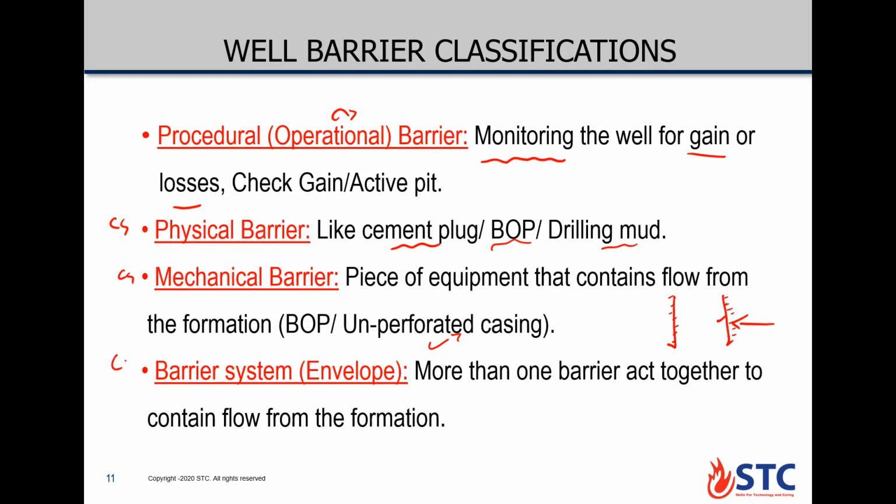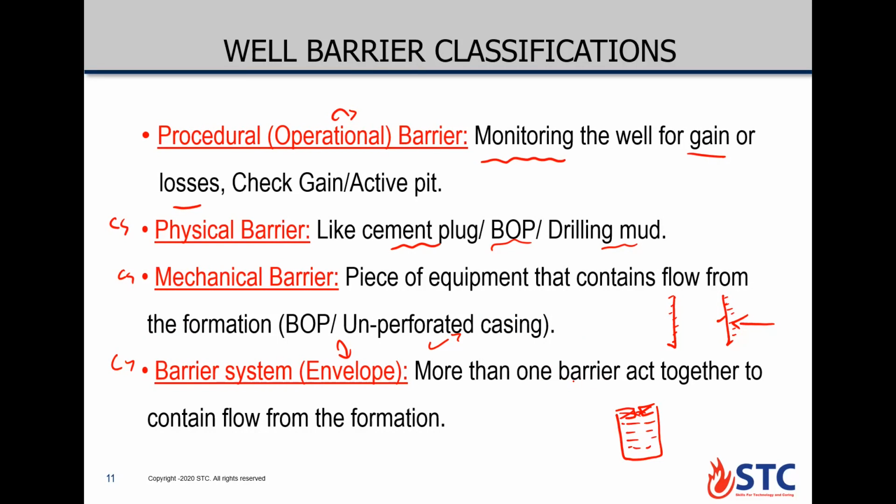Last thing here, we have something called a barrier system or barrier envelope. So what is the meaning of barrier envelope? It is the use of more than one barrier acting together in place. For example, during a normal drilling operation, we have two barriers: our hydrostatic pressure and our POP. So a barrier system or barrier envelope is more than one barrier acting together to control flow from the formation.